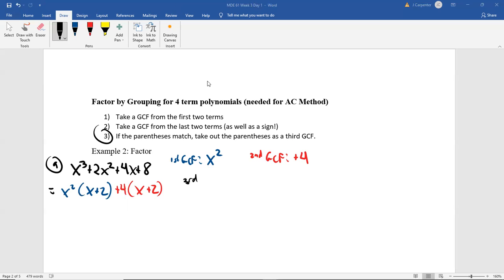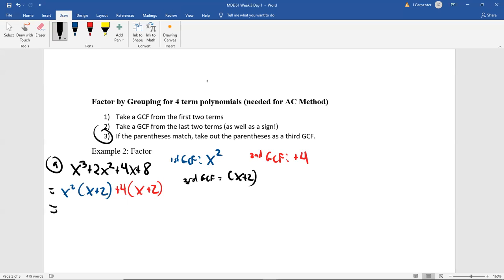All right, so our third GCF is going to be x plus 2. Notice I leave it in parentheses. Do you have to have it when you write this to the side? No, but it's going to be helpful for when you go down here.